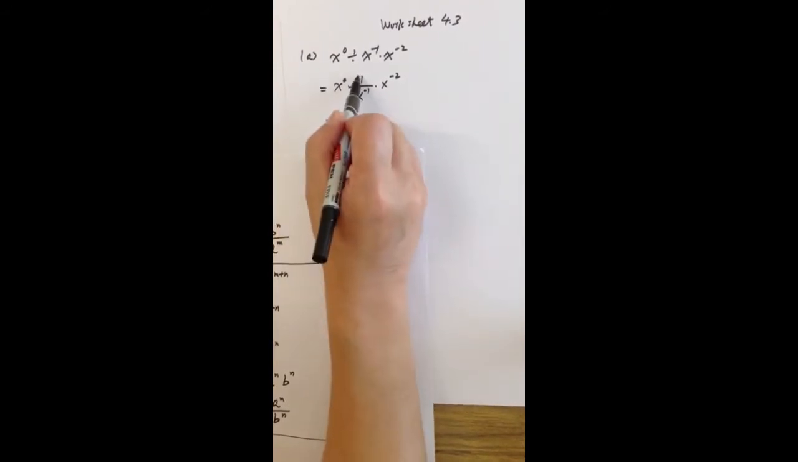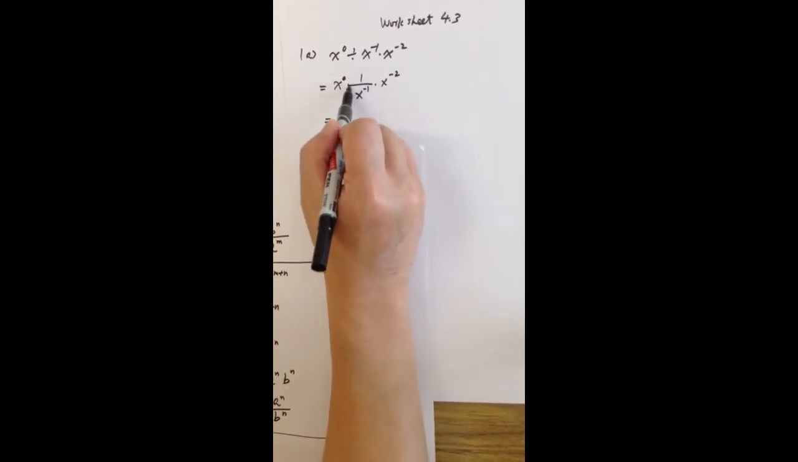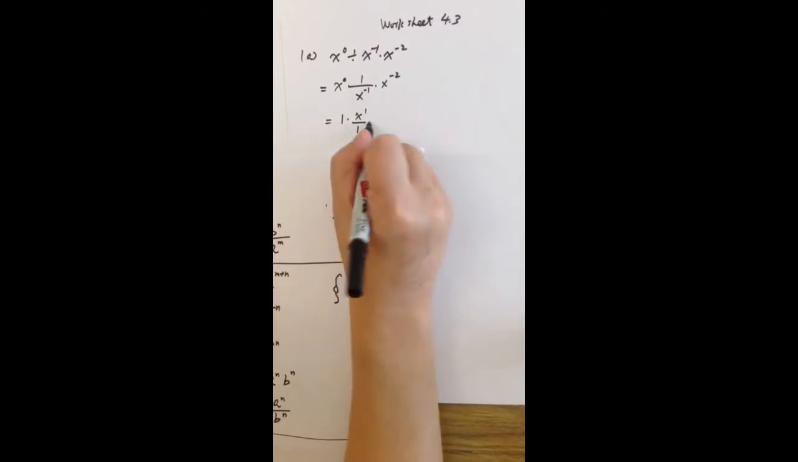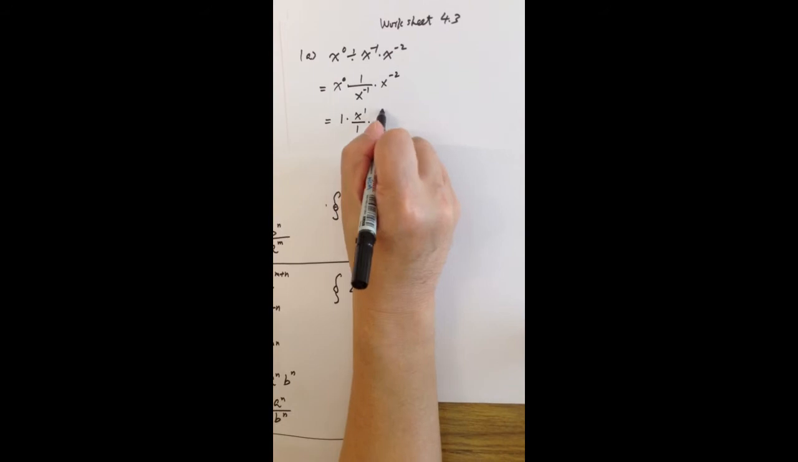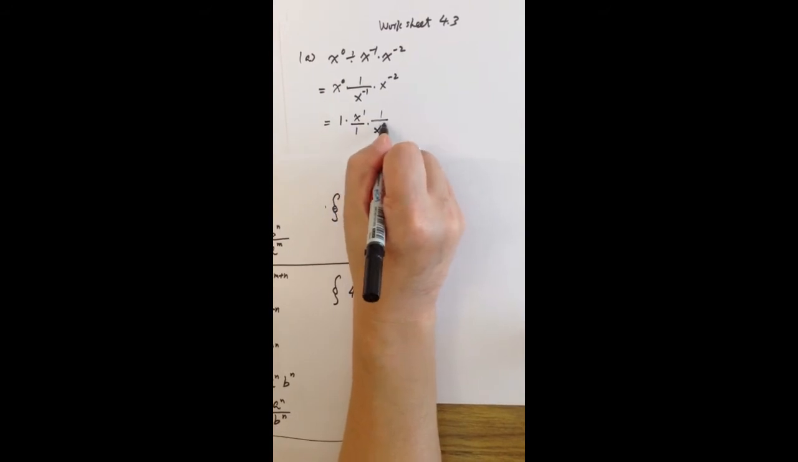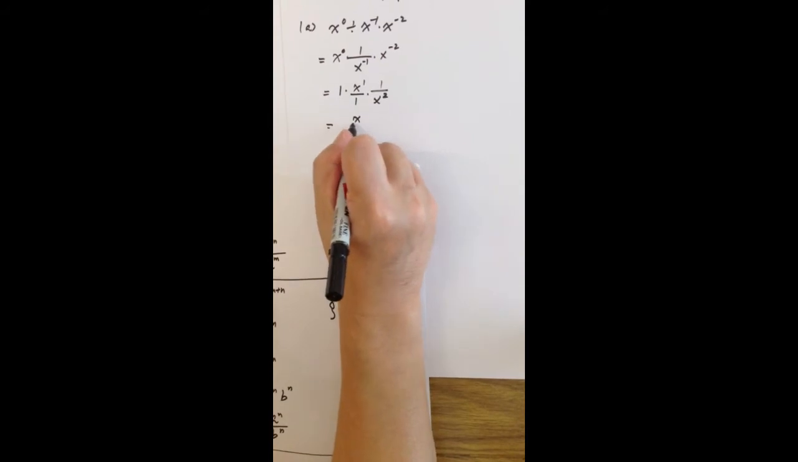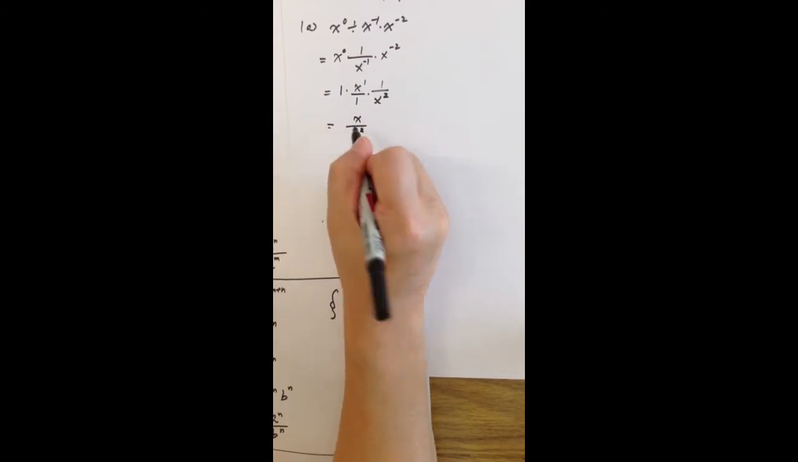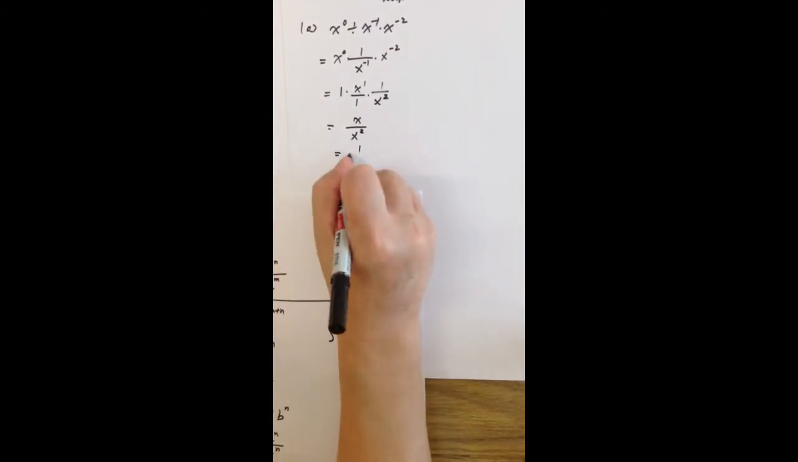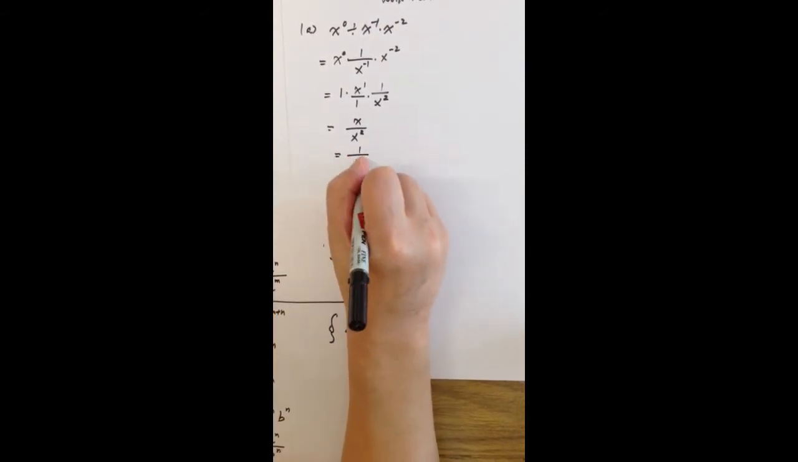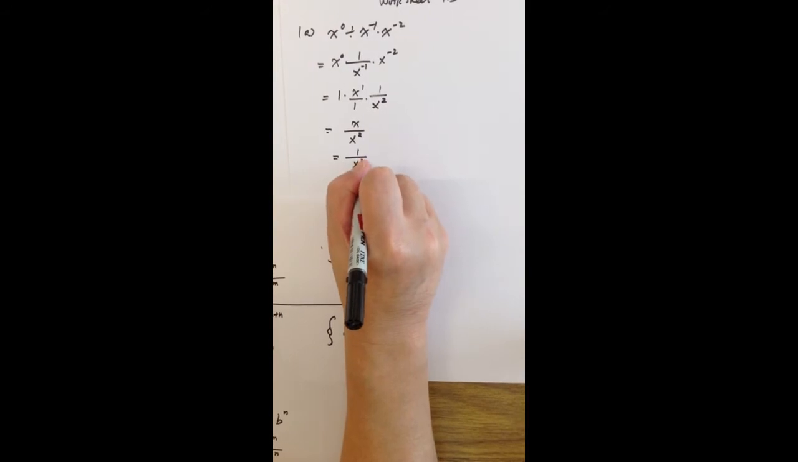Now, we can change the position. x to the power 1 over 1. How about this? It is 1 over x to the power 2. The result is x over x squared. So we can further simplify it to x to the power 2 minus 1.